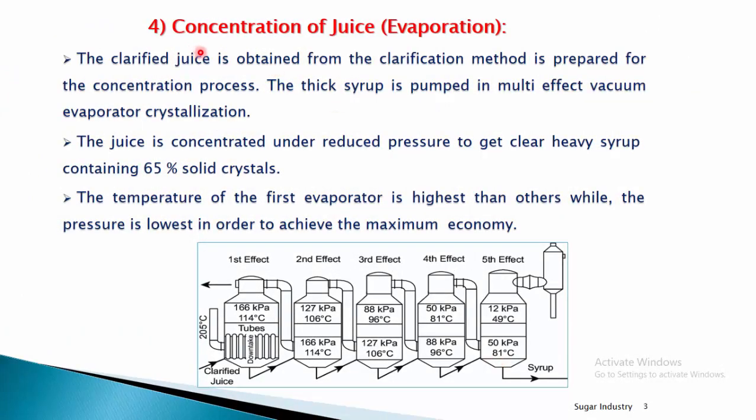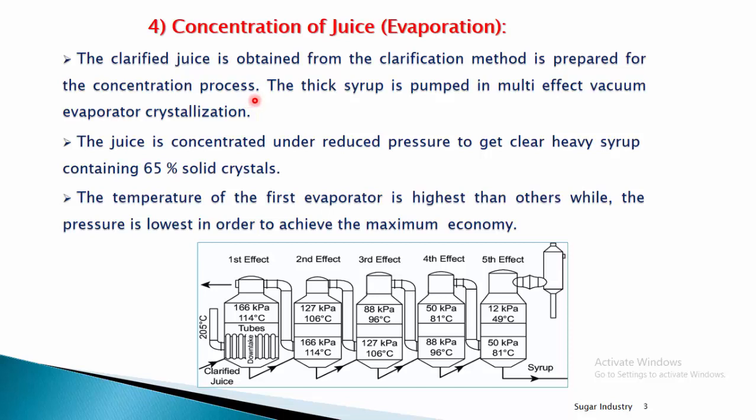As we know, the juice is extracted from the raw materials and sent towards purification, that is the clarification step, where the impurities are removed and the raw sugar is converted into white sugar by means of sulfitation or carbonation of the juice. The clarified juice obtained from the clarification method is then prepared for the concentration process.